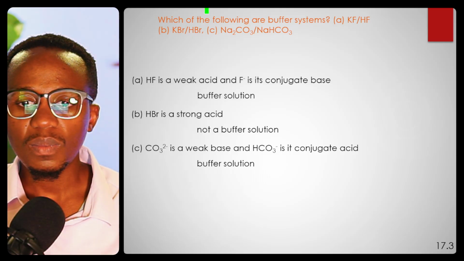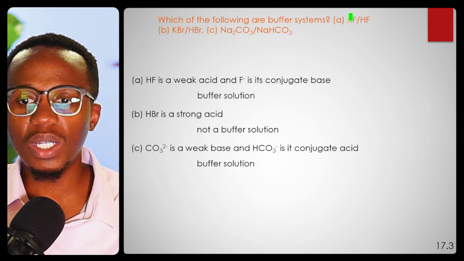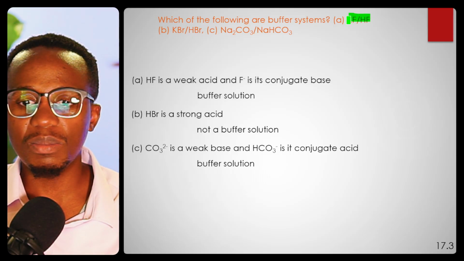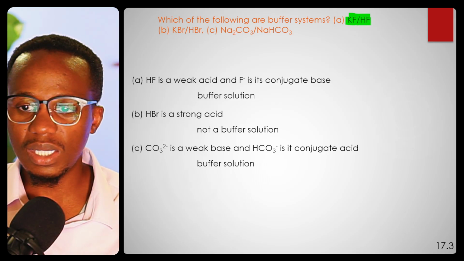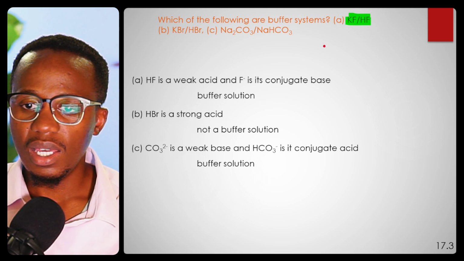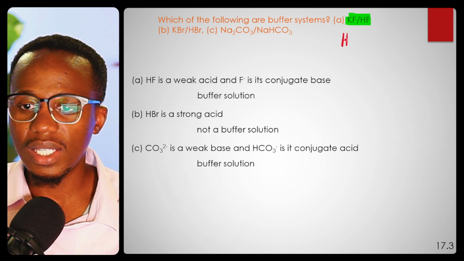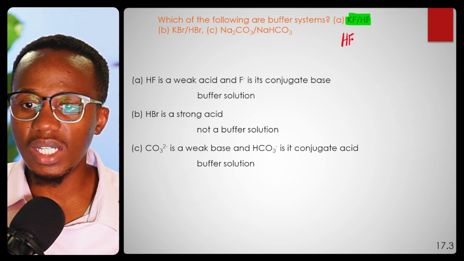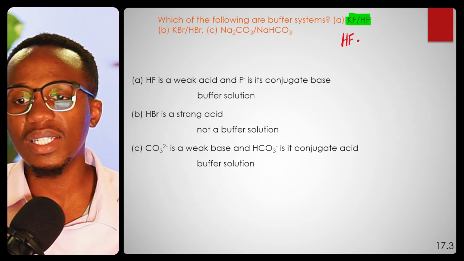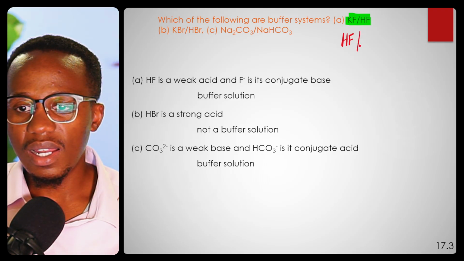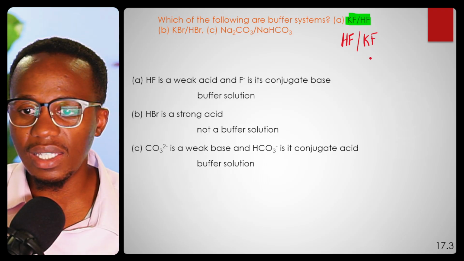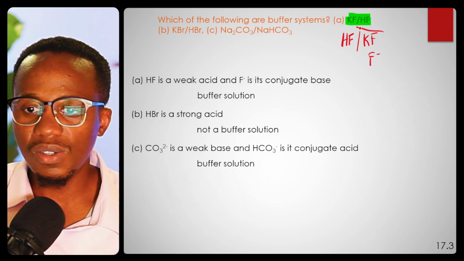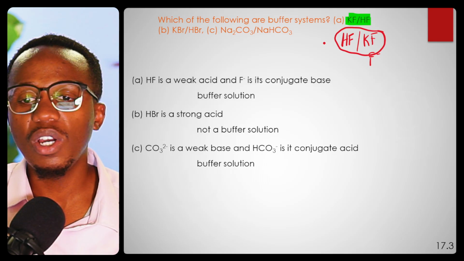So I can ask you, like, which of the following are buffer systems, right? So KF and HF, do you think it's a buffer system or not? Think about it, right? HF, is it a weak acid? So HF is an acid, right? Is it a weak acid? Yes, it is a weak acid. Now KF is the conjugate of that acid. Yes, because it has F minus. So HF and KF is a good buffer.